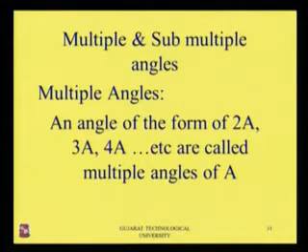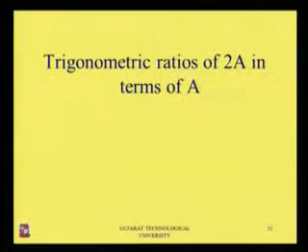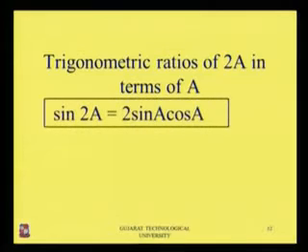Multiple angles: an angle of the form 2A, 3A, 4A, etc. are called multiple angles of A. Now we will discuss trigonometric ratios of 2A in terms of A. sin 2A equal to 2 sin A cos A. We will try to understand this formula on the table.